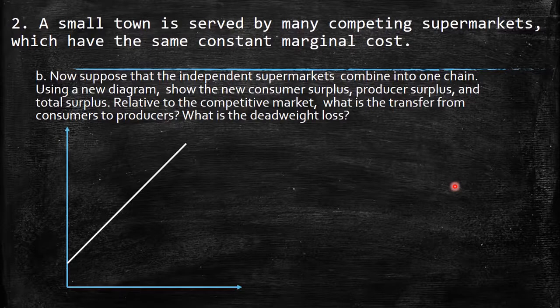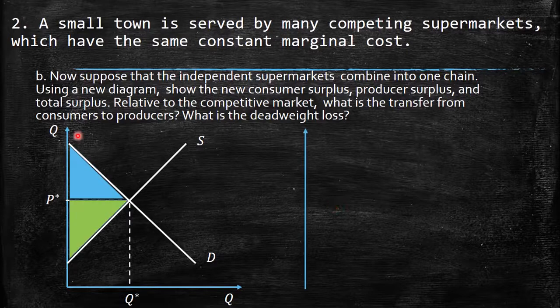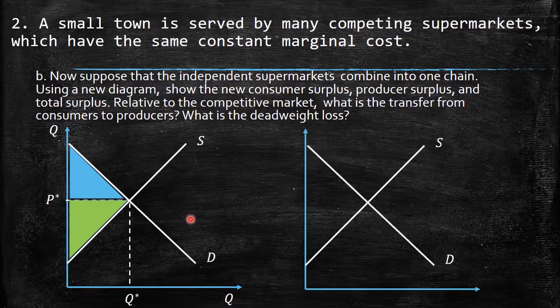Naturally, we already know that the price in a monopoly is higher than in a competitive market. So we can represent that with the same diagram, with just one difference. The price charged in this market is not going to be here, at P star. Then the price is going to be higher. So here we have the first situation of the competitive market, and here we are with one chain.